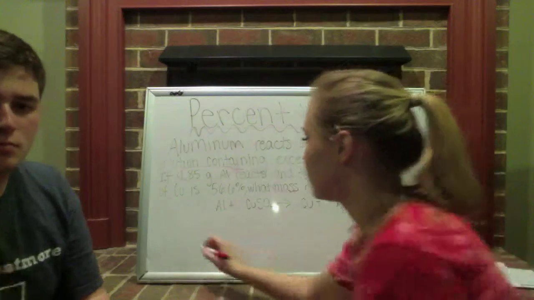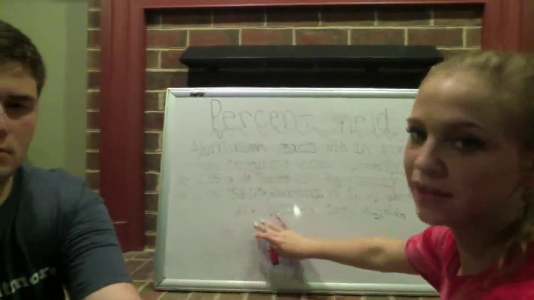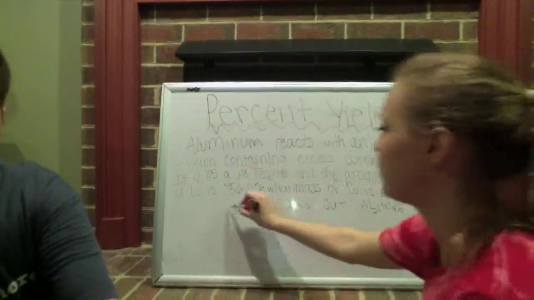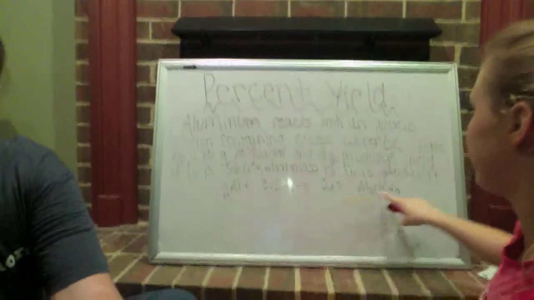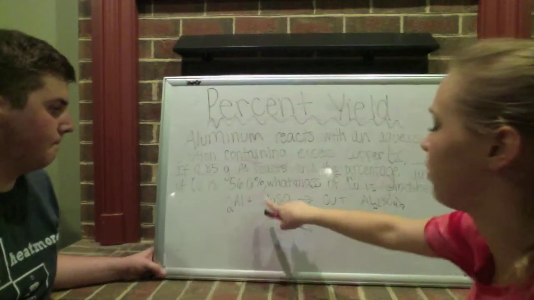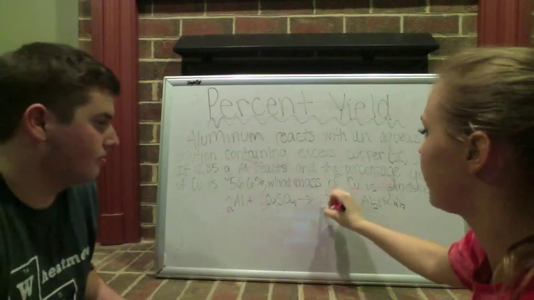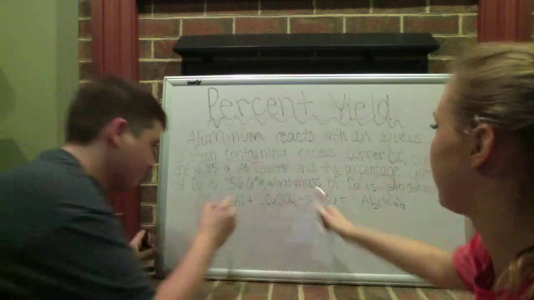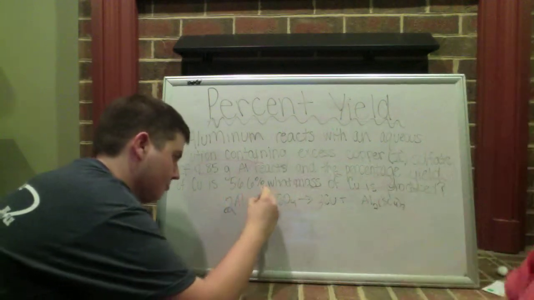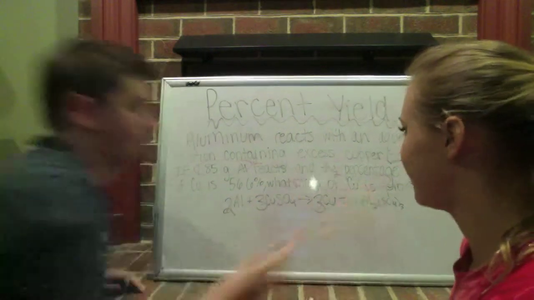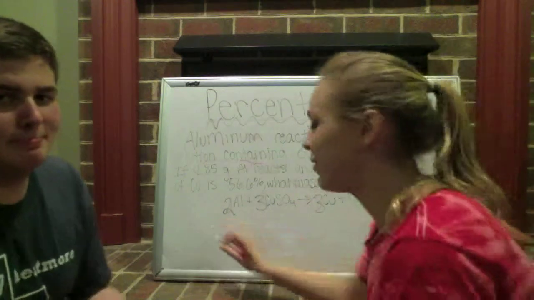First we have to balance the equation, right? So we have 2 aluminums on this side, so we got to put a 2 over here. And then we have 3 sulfates, so we're going to have to put a 3 in front of that. And since we just put a 3 in front of that, we have to get 3 coppers. So we have 2 aluminums, 3 copper, 3 sulfate, and 3 sulfate. So it's balanced. Now we're going to do dimensional analysis.